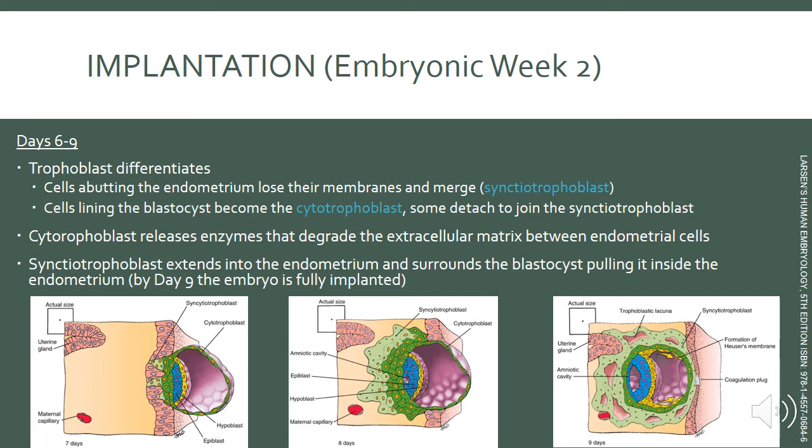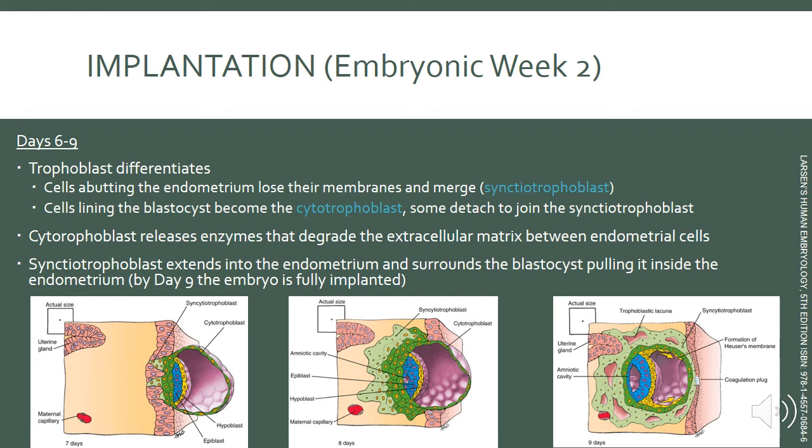The cells that line the blastocyst, the trophoblast cells that are adjacent to the blastocyst itself, become the cytotrophoblast. Okay. Now the cytotrophoblast is going to release enzymes that degrade the extracellular matrix between the endometrial cells. So it's essentially degrading the lining of the uterus.